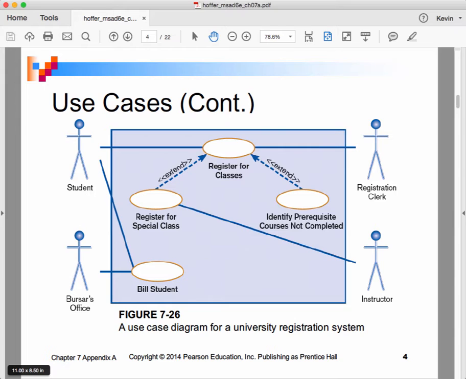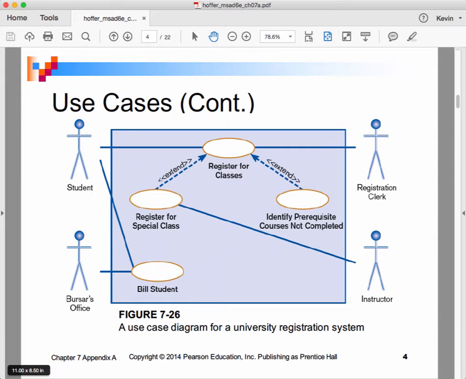Use cases, again, are these egg-shaped or oval elliptical shapes. And they have a name, and the name is typically a verb-noun phrase. Enter orders, register for classes, bill student. It's something like that. So it's a verb-noun phrase, whereas the actor names are usually nouns or noun phrases.